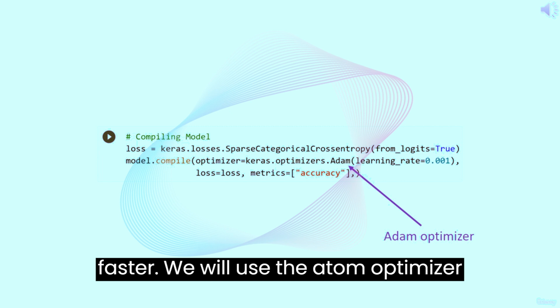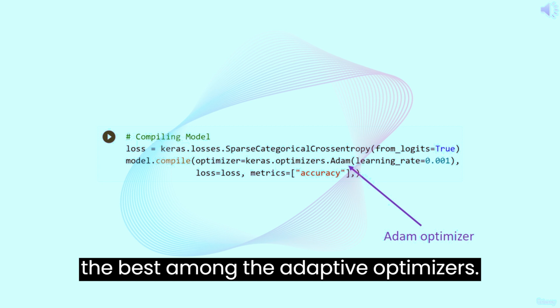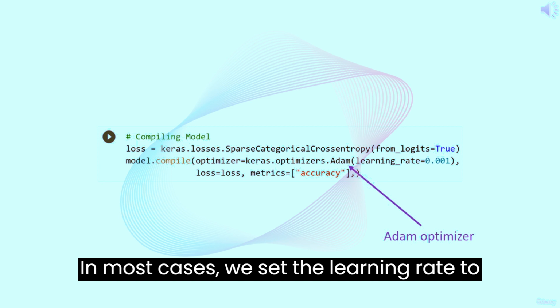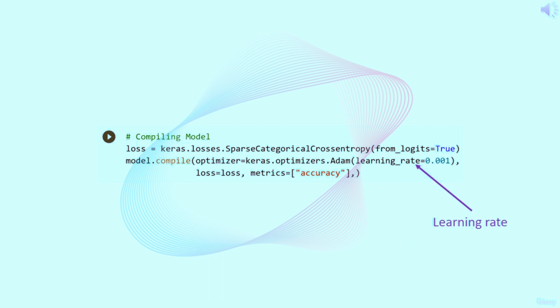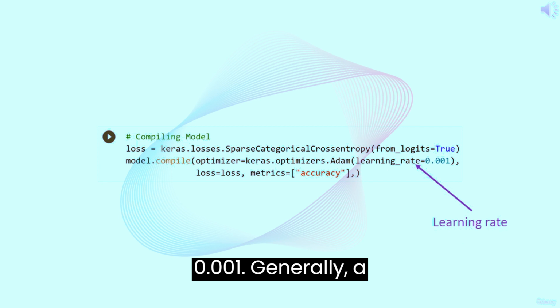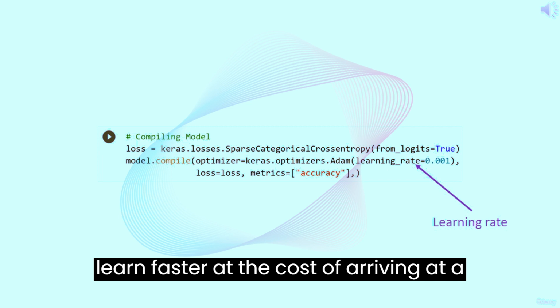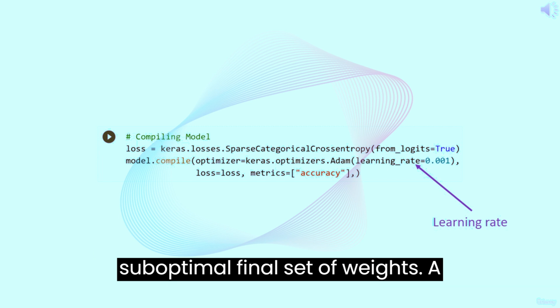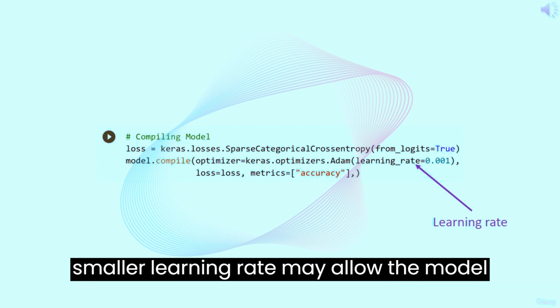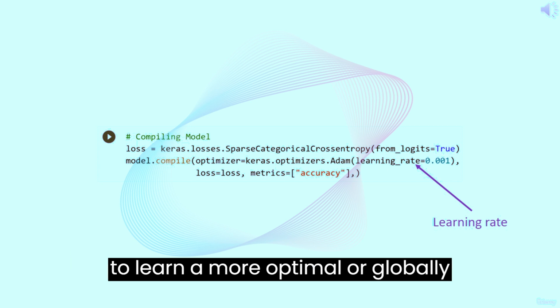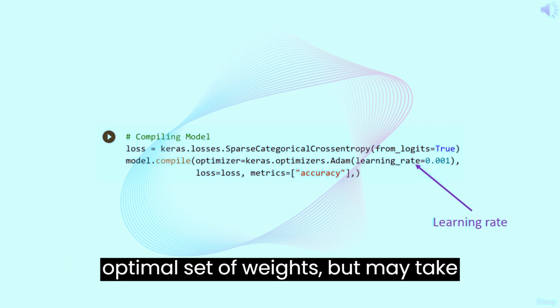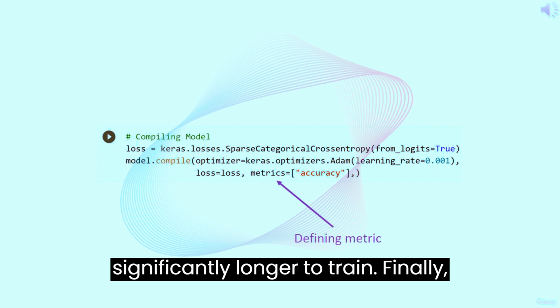We will use the Adam optimizer, the best among the adaptive optimizers in most cases. We set the learning rate to 0.001. Generally, a large learning rate allows the model to learn faster at the cost of arriving at a suboptimal final set of weights. A smaller learning rate may allow the model to learn a more optimal or globally optimal set of weights but may take significantly longer to train.